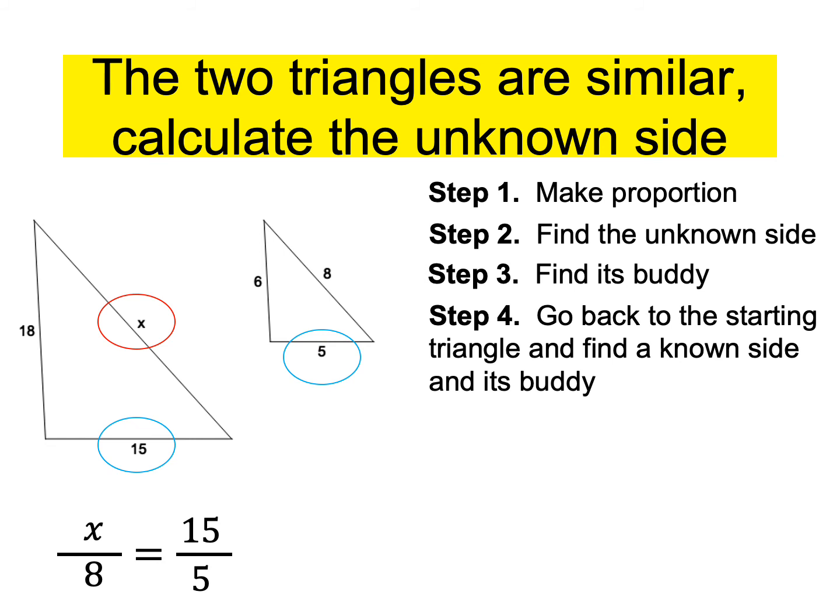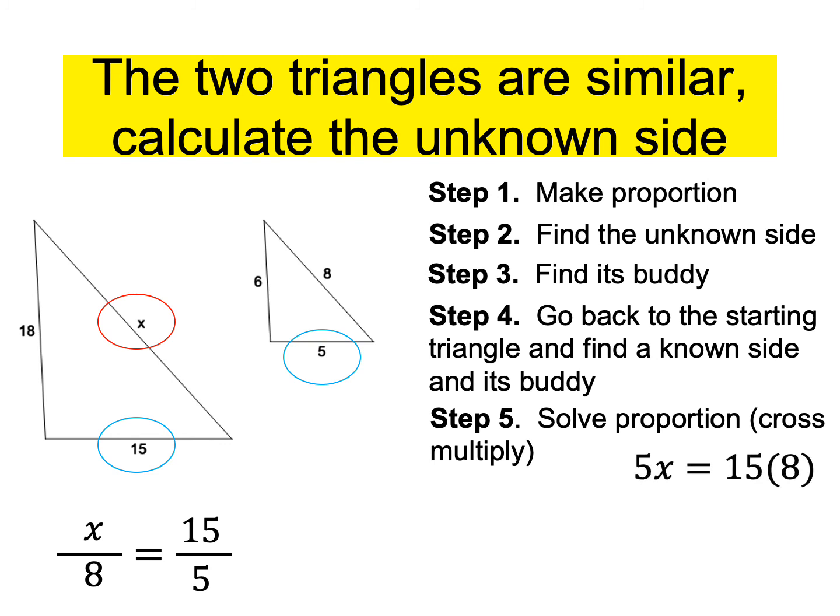So x over 8. I go back to the triangle that I started with, the large one. I pick either side, 18 or 15. Either one will work. Smaller number, the easier the math. And then I pick its buddy, so 15 over 5. Then I simply solve that proportion. Remember, we solve proportions using cross multiplication. So 5 times x is equal to 15 times 8. I'm just doing cross multiplication there. 5 times x, or x times 5, is equal to 8 times 15, or 15 times 8. And then I simply do the math. 8 times 15 is 120.